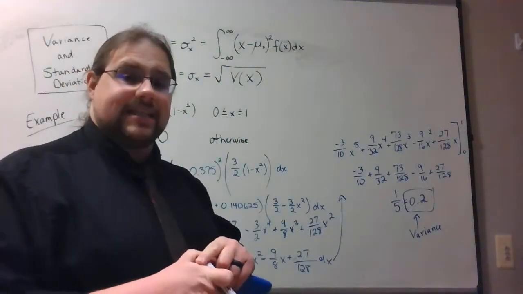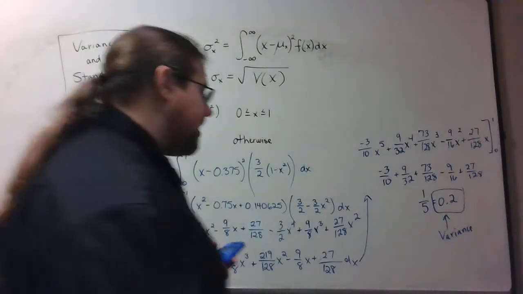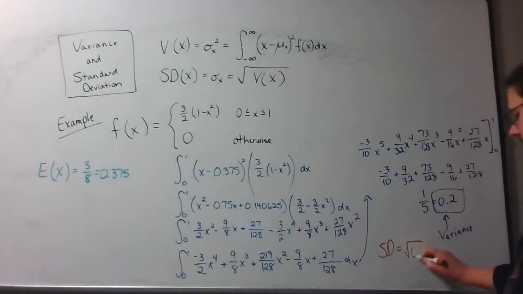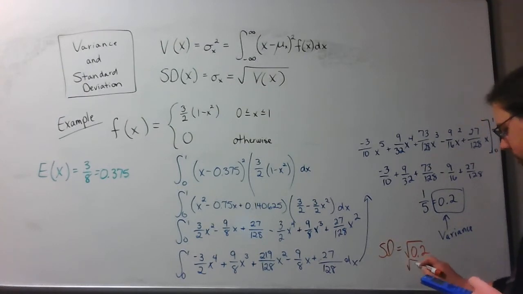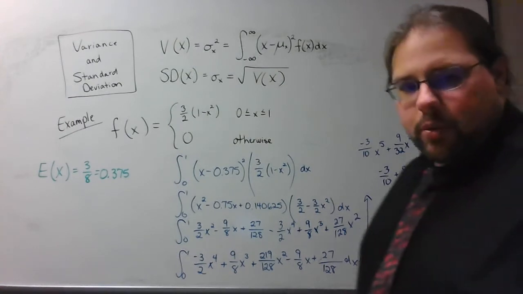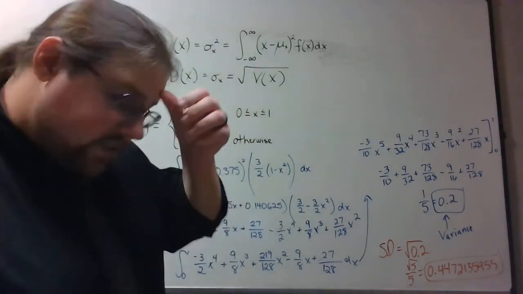Again, remember, as I said before, if you look up here at the top, the standard deviation is the square root of the variance. So all I have to do to get the standard deviation is to square root 0.2. I know it's not going to be a pretty answer, but I'm going to go ahead and do it anyways. It gave me the square root of 5 over 5 is the exact answer, but it's approximately 0.4472135955. So there's my standard deviation. It's about 0.44.